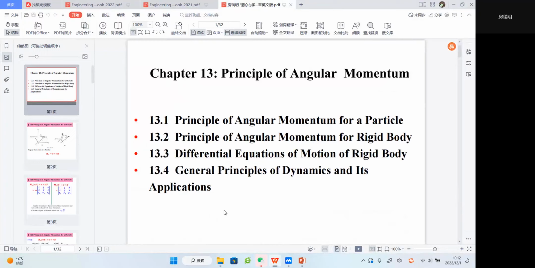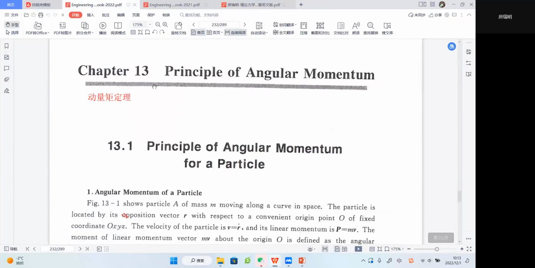Actually, in this kinematic part, we have learned three principles. Now, in chapter 13, we are learning the second principle, angular momentum. And when we go back to chapter 11, we'll talk about the principle of work and energy, 功能原理. So let's start from this textbook. After our class, you guys can read by yourself.